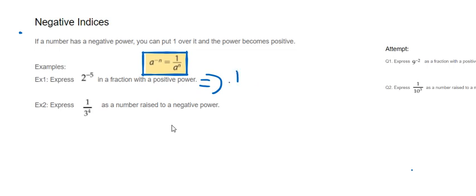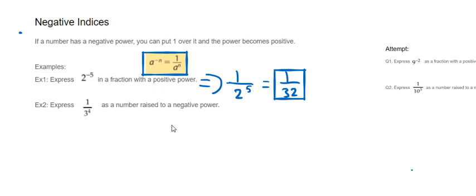So for the first example, what I can do with 2 to the power of minus 5 is put 1 over, and then 2 to the power of, and that minus 5 just turns into a positive 5. When you put 1 over it, the negative power just turns into a positive. That's the same thing as 1 over 2 times 2 times 2 times 2 times 2, which is 32. So 2 to the power of minus 5 is the same thing as 1 over 32.